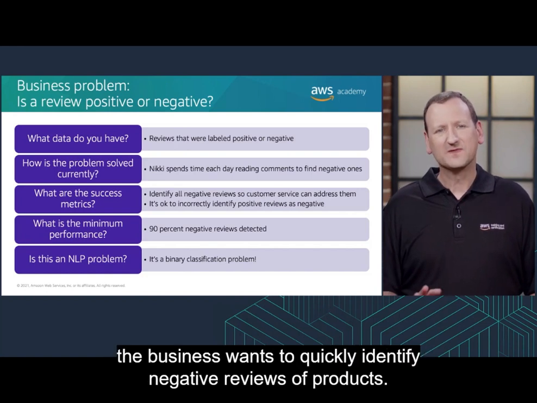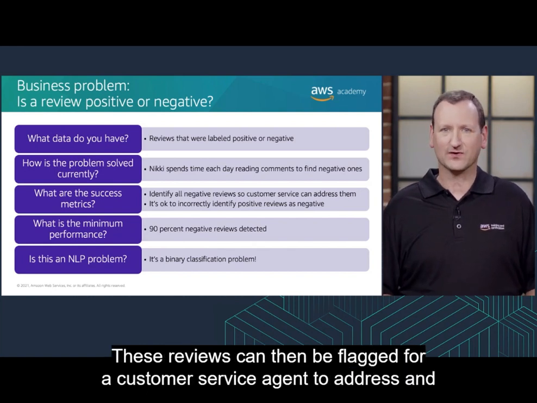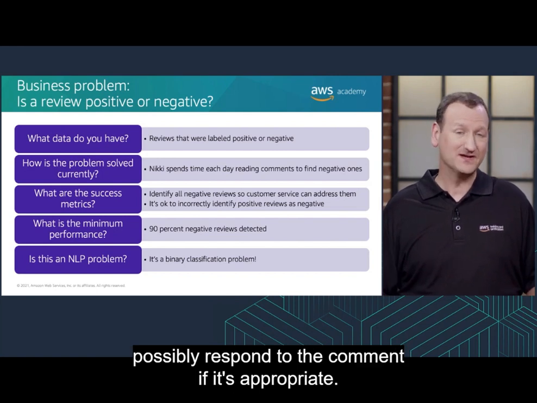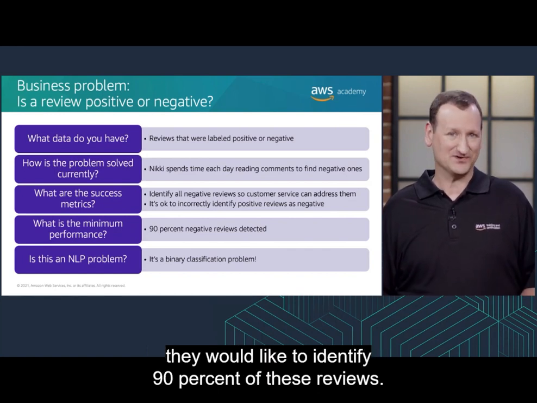In the walkthrough, the business wants to quickly identify negative reviews of products. These reviews can then be flagged for a customer service agent to address and possibly respond to the comment if it's appropriate. Today, the business identifies about 30% of negative reviews, but they would like to identify 90% of these reviews.